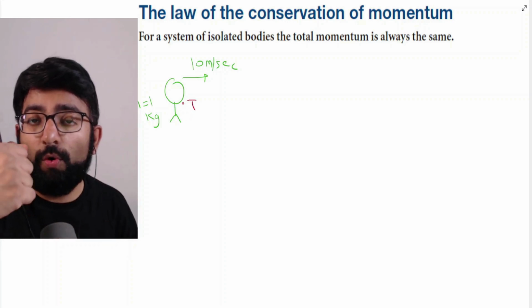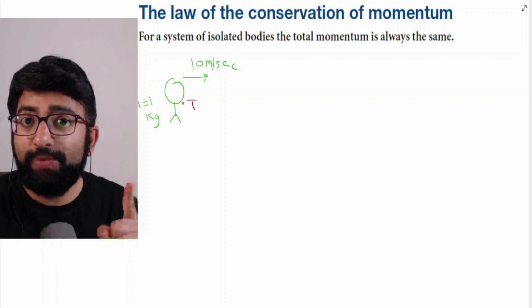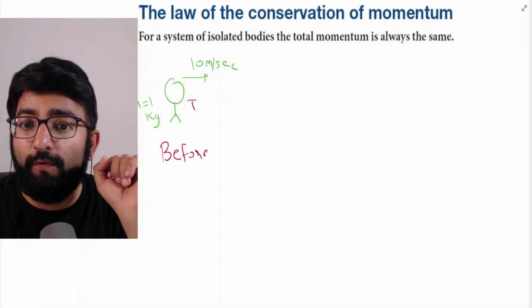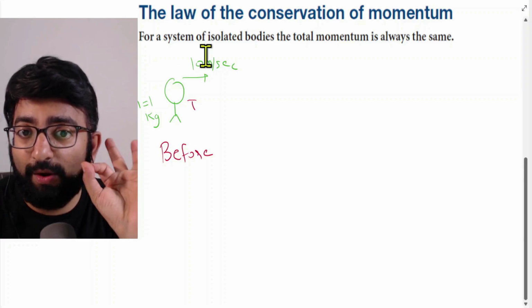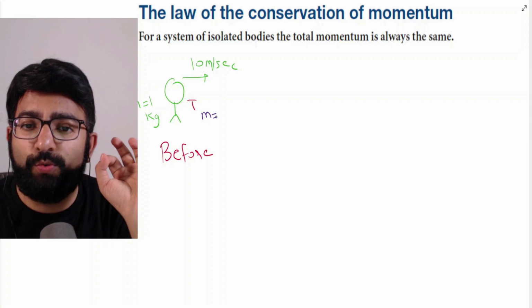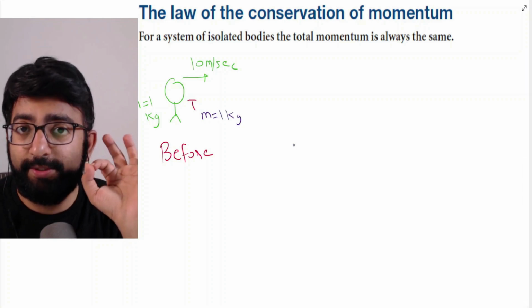So the astronaut is holding the tool in the hand. So this is a before case. Let me write. So before the tool was thrown by the astronaut, this is how the setup looked. And let's say the mass of the tool also we assume as 1 kilogram, just for the sake of simplicity.